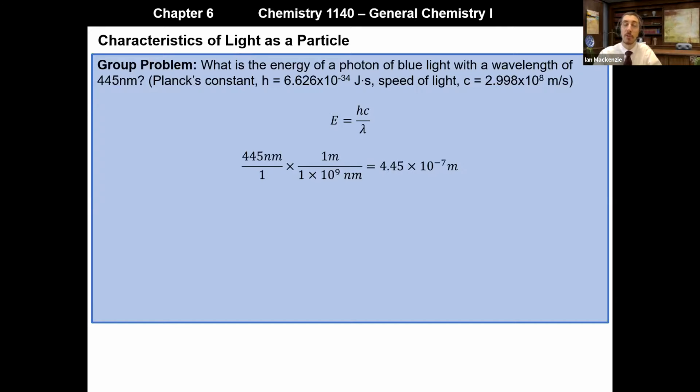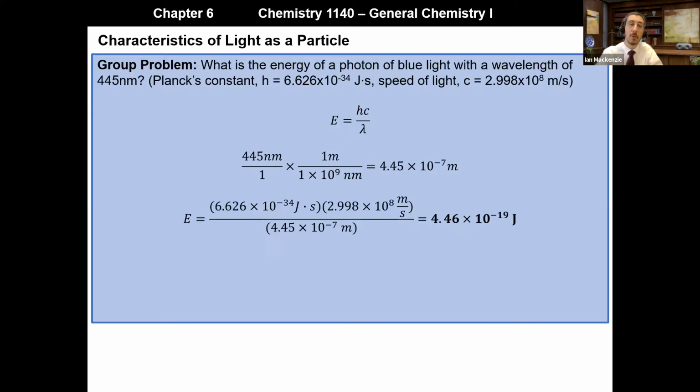Now all of my units are appropriate, and I can plug them into the equation to solve for the energy. And what I come out with, if I multiply through, is 4.46 times 10 to the minus 19 joules. It's a very small energy. That's 18 zeros in front of the 4 after the decimal point. So this is an extraordinarily small energy value.